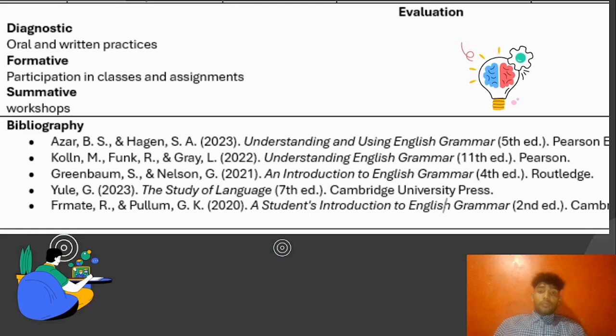And also, in order to finish this presentation about this subject, reading and writing, they will have three kinds of evaluation. The first is diagnostic: oral and written practices. Even though this is a written practice subject, I'm going to have my students use that type of sentence in an oral way, just to see if they can use it. Then we have the formative, the participation in classes and assignments, and also we will have our summative workshop.